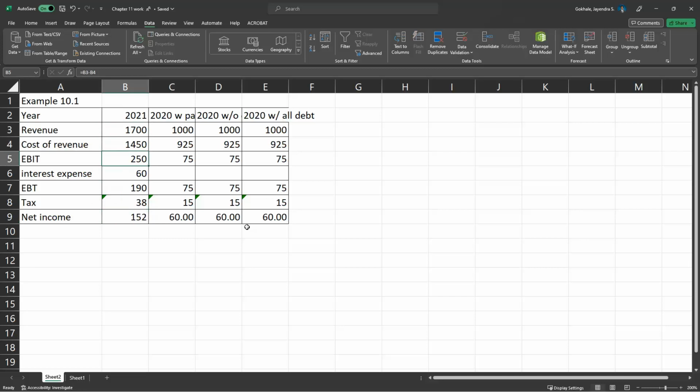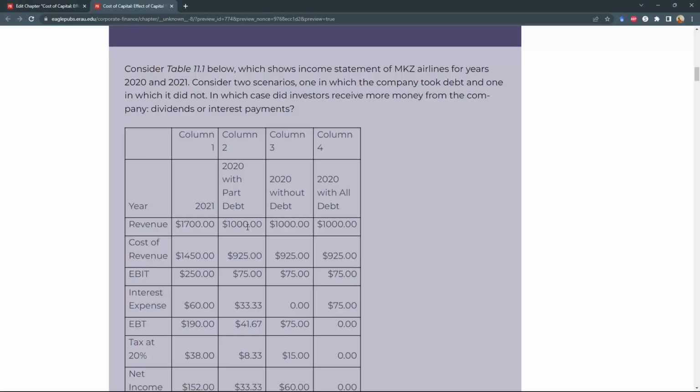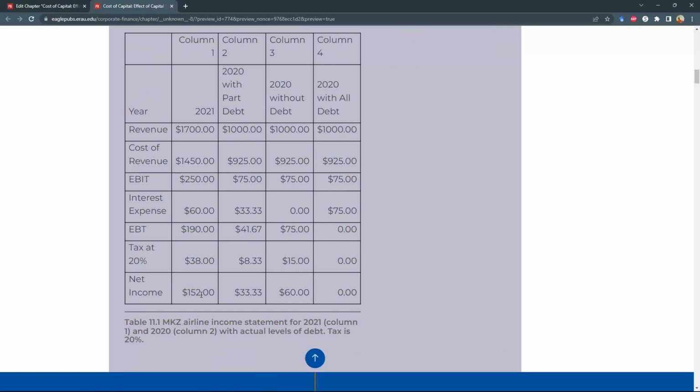So this is earnings before interest and taxes, which equals that minus that. And let's just assume the interest expense is 60. It's coming from the bank, or whatever the loan terms are. And then earnings before taxes is this minus this. And then taxes equal 0.2 times that. And then net income equals that minus that. That's how we get the 152 that we get here in this cell.